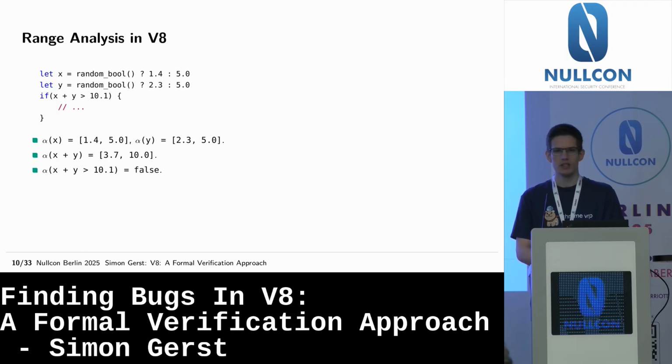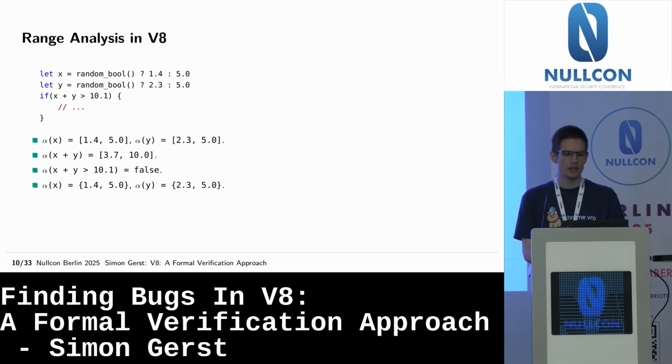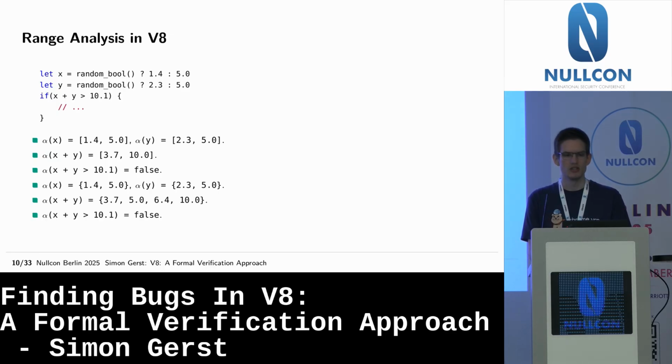And now we want the abstract value for our comparison. In this case, we know that it is false, because the maximum value of x plus y, as can be seen by the range, is 10. And 10 is obviously not bigger than 10.1. So it is false, and we know that it is dead code. And we can also do this with sets, but in this case we get to the same result.